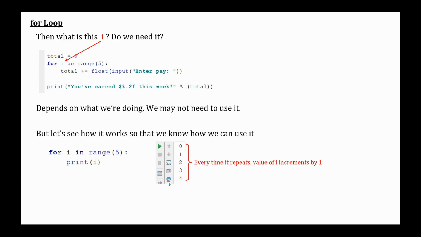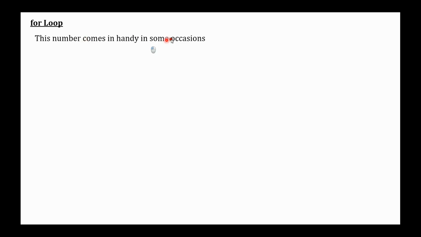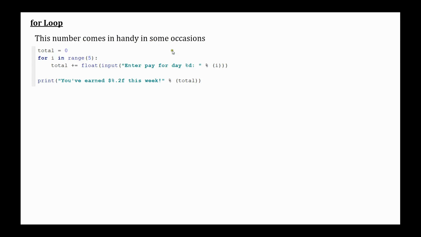So how can we use this I value? This number comes in handy on some occasions. So we just put one example. It is the same example as previously, but we changed it slightly. So we ask the user to enter the pay, but we specify the value of I here. So: enter pay for day something, which is the I value. Initially I is 0, so enter pay for day 0. The next time it repeats, it will say enter pay for day 1. So when you're repeating, you can actually put the day number inside your statement.